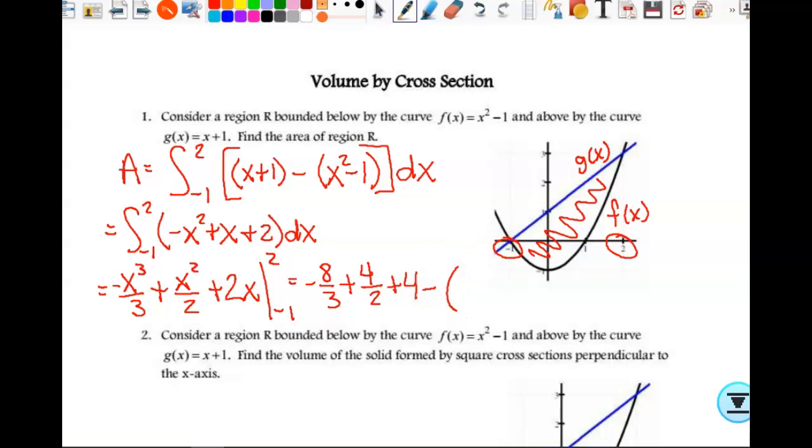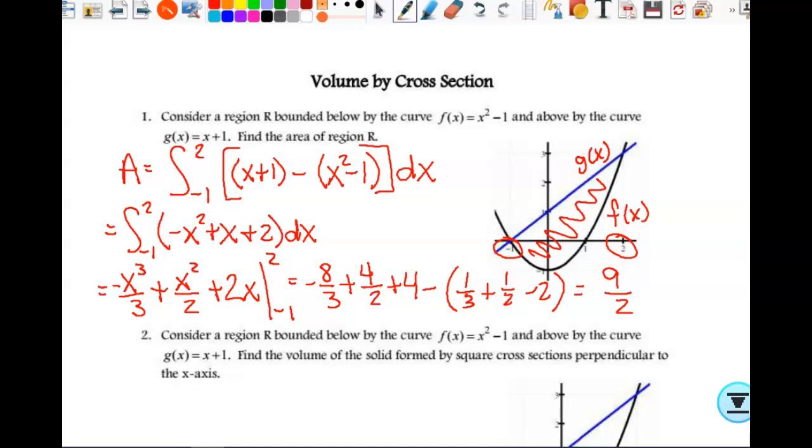substitute in my -1. So -1 cubed is -1. Then it makes it negative, so that's just 1/3. -1 squared is 1, plus 1/2, plus, or actually I'll make that -2. This is a safe stop, okay? If it is a free response question and you don't have to do anything else with it, that is totally a safe stop. Just in the interest of time, I'll tell you that all simplifies down to 9/2. We good so far? Okay.